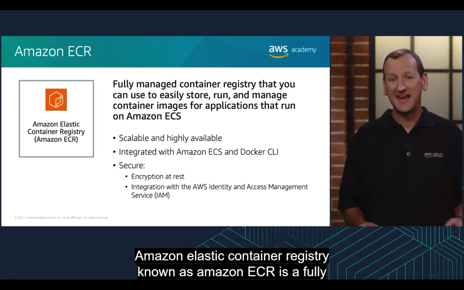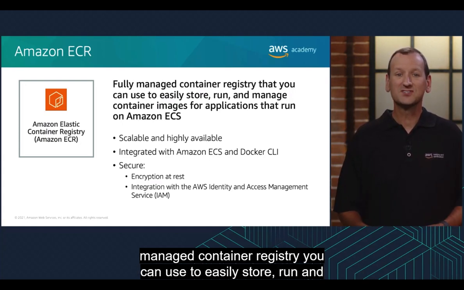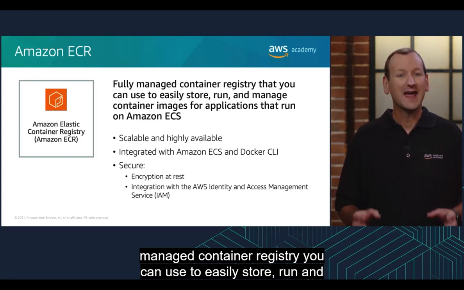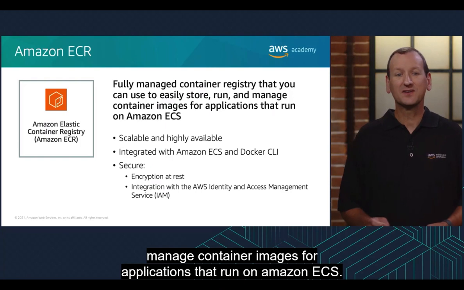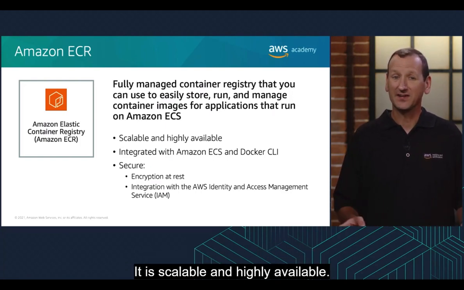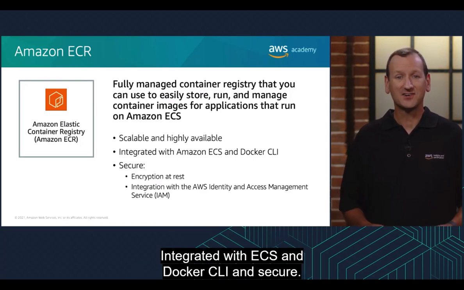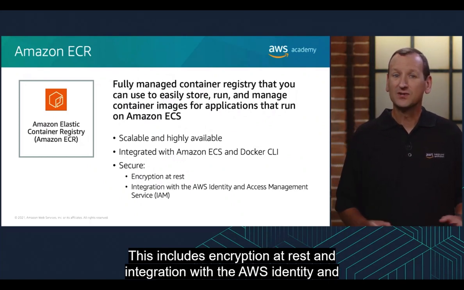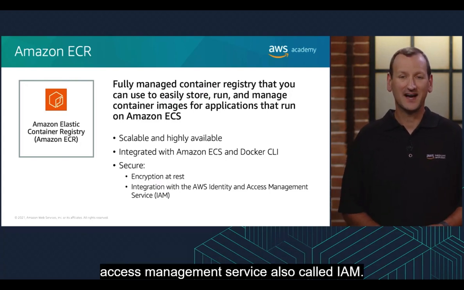Amazon Elastic Container Registry, known as Amazon ECR, is a fully managed container registry you can use to easily store, run, and manage container images for applications that run on Amazon ECS. It is scalable and highly available, integrated with ECS and Docker CLI, and secure. This includes encryption at rest and integration with the AWS Identity and Access Management Service, also called IAM.